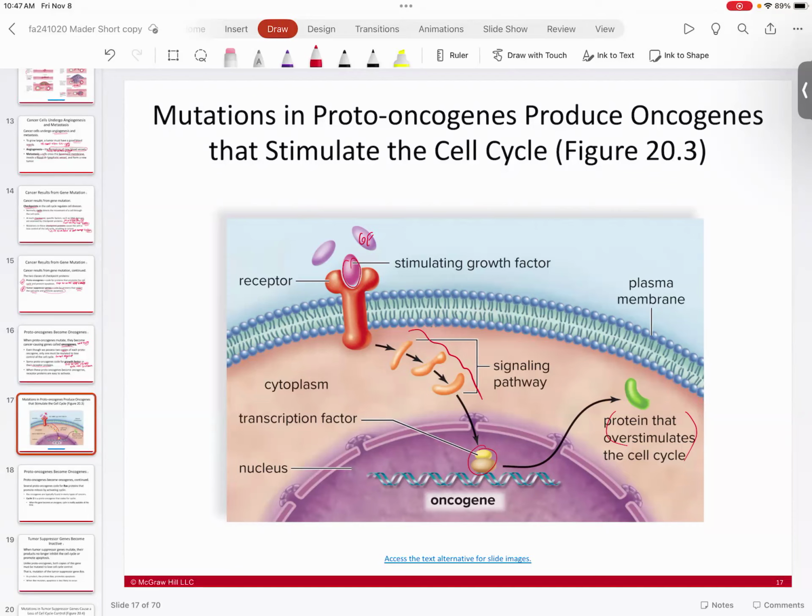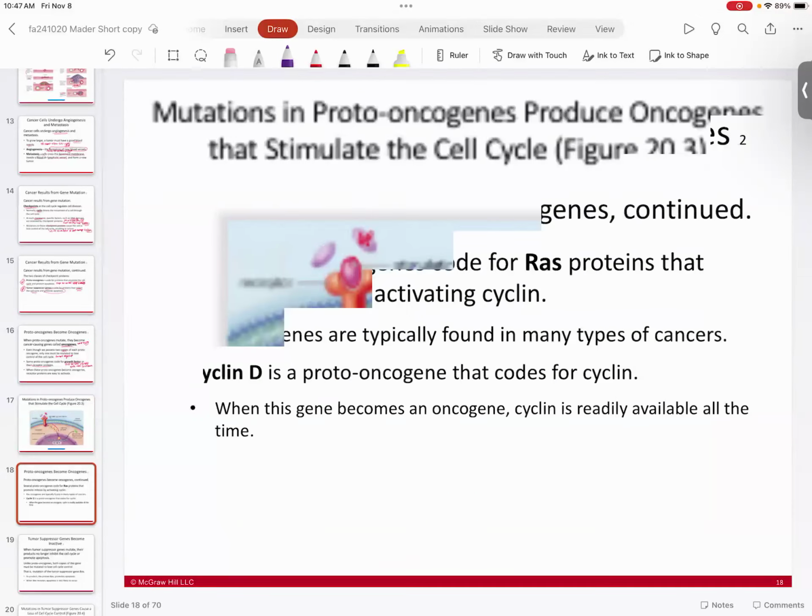But then if you were to mutate one of these, like for instance, if all of a sudden there's a mutation in this receptor that causes it to be stuck on, then it's going to be sending perpetual signal regardless of what the stimulating growth factor is telling it. And that's going to be a cell that's constantly dividing.